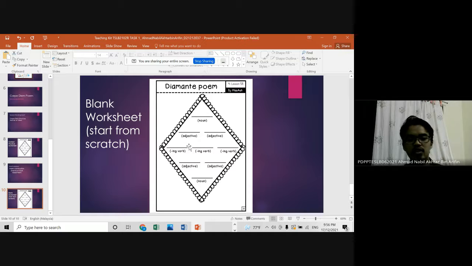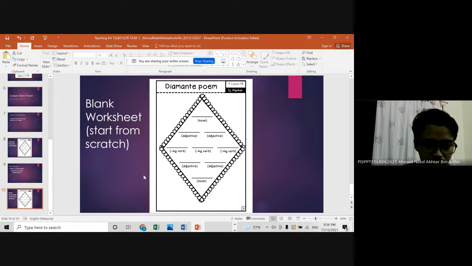But alternatively, if the teacher thinks that the students are advanced learners, they are free to express their ideas freely.